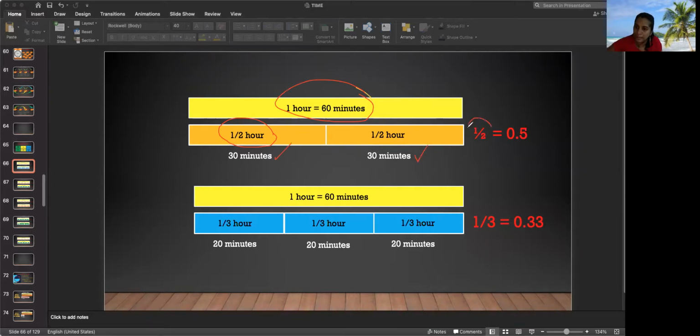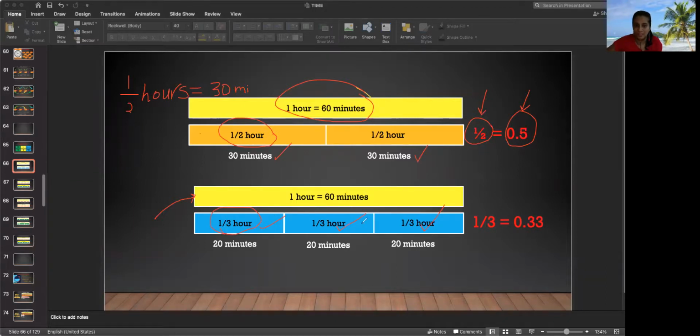Don't forget that half is written in fraction form. It's also the same as 0.5 when you write it as a decimal. So when the question says half an hour, these are so important facts of time that you have to know without even thinking. Half an hour is 30 minutes. You have to reach that understanding of time. Let's look at this. What if you took an hour and instead of dividing it into 2 parts, you divided it into 3 parts? Now you will make 1/3 of an hour.